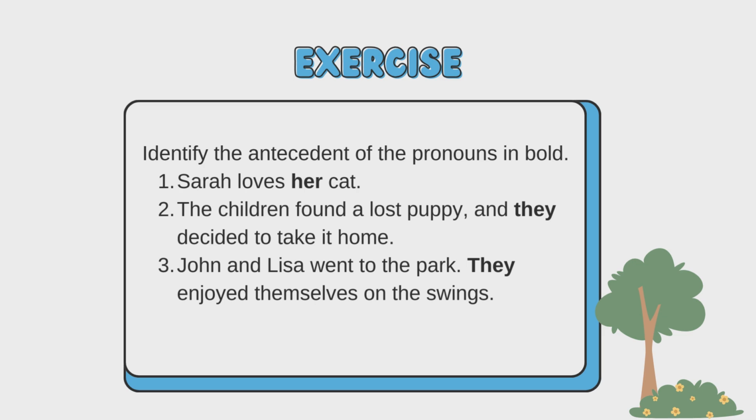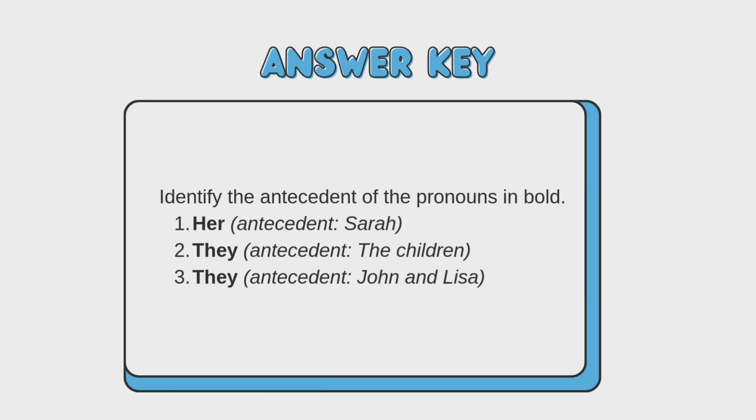John and Lisa went to the park. They enjoyed themselves on the swings. They is also in bold here. What's the antecedent of the pronoun they? Who enjoyed themselves on the swings? John and Lisa. John and Lisa enjoyed themselves on the swings. John and Lisa went to the park. John and Lisa are the antecedents of the pronoun they. This is the answer key for the exercise.